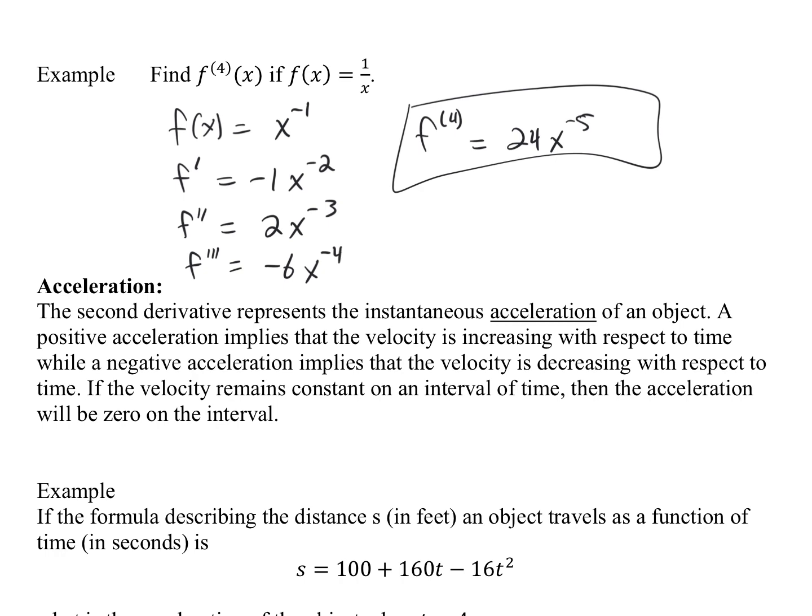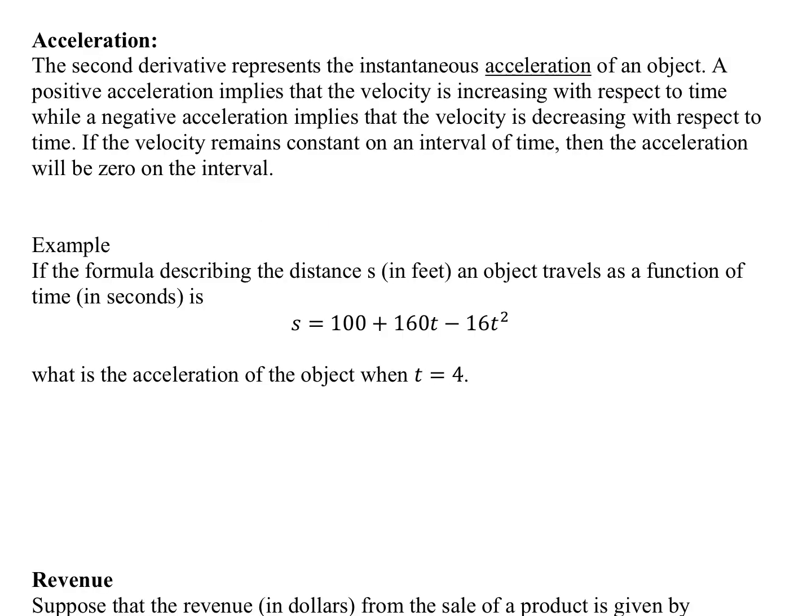All right, let's look at the acceleration problem. We need to begin with a little bit of context. The second derivative of a position function is going to represent the instantaneous acceleration of an object. So a positive acceleration implies that your velocity is increasing with respect to time. A negative acceleration implies that your velocity is decreasing with respect to time. And if the velocity remains constant over an interval, then your acceleration would be 0 on that interval. So it's basically a rate of change of your velocity.